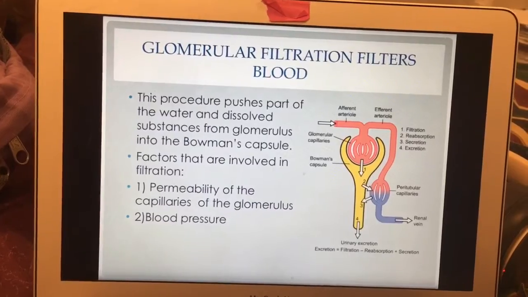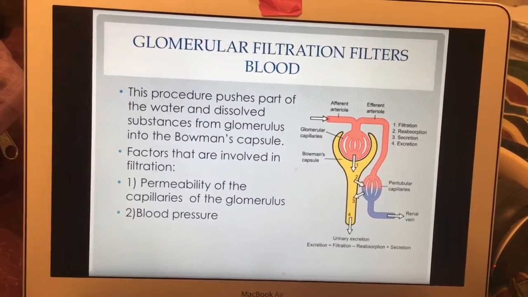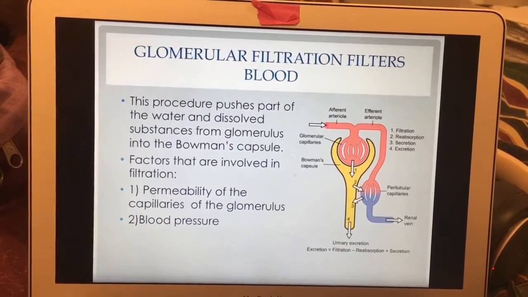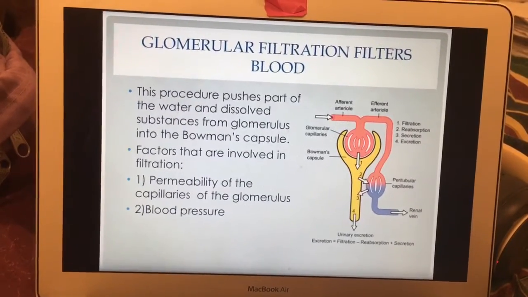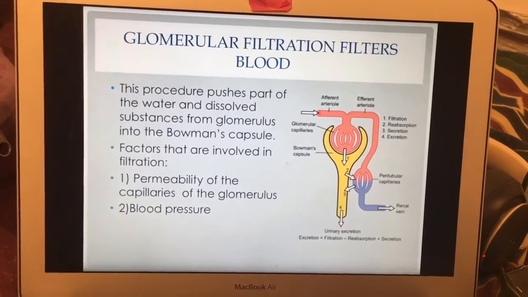So second is blood pressure. The blood pressure in the glomerulus is very high. It is 4 times higher than in other capillaries. This strong movement of blood through the glomerulus allows for filtration.